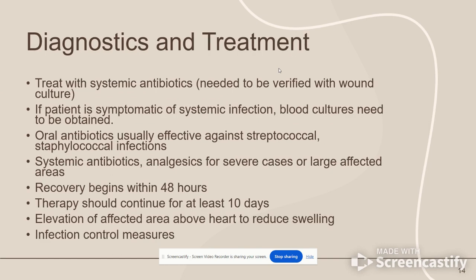All right, so some diagnostics. Treat with systemic antibiotics. We need to be verified with wound culture. Treating infections without guidance from cultures puts patients at risk for side effects, but it can also exacerbate the patient's resistance to antibiotics. If a patient is symptomatic of a systemic infection, blood cultures do need to be obtained.